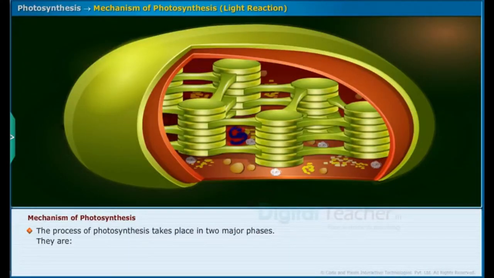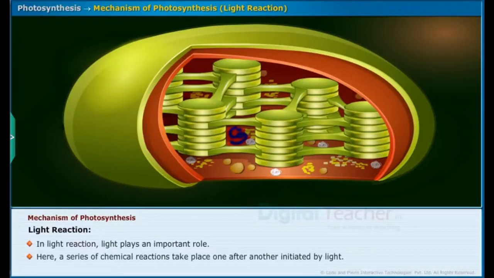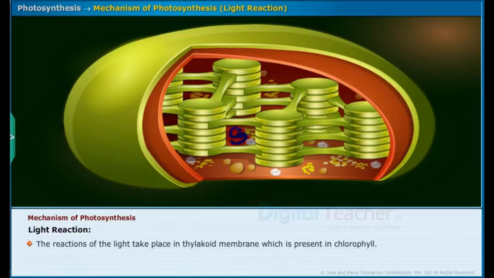Photosynthesis takes place in 2 major phases. They are light reaction and dark reaction. In light reaction, light plays an important role. Here, a series of chemical reactions takes place one after another, initiated by light. Hence, this phase is technically termed the photochemical phase. The reactions of the light take place in the thylakoid membrane, which is present in chloroplasts. Thylakoids are termed the grana of chloroplasts.